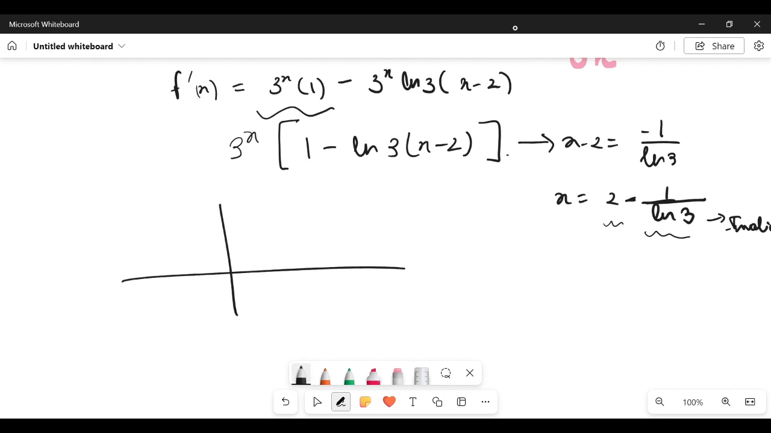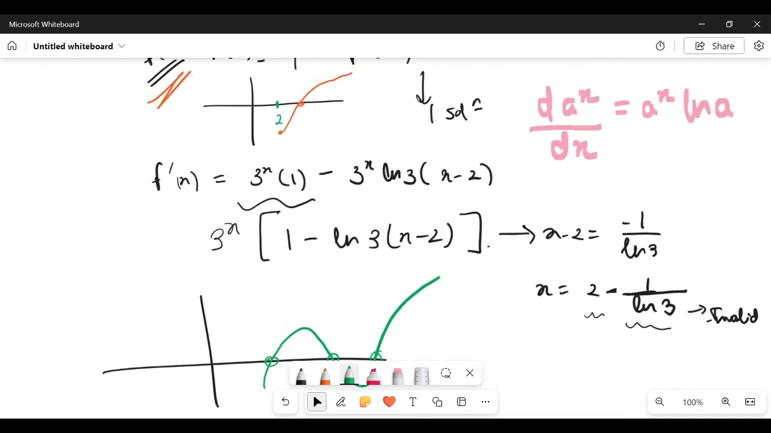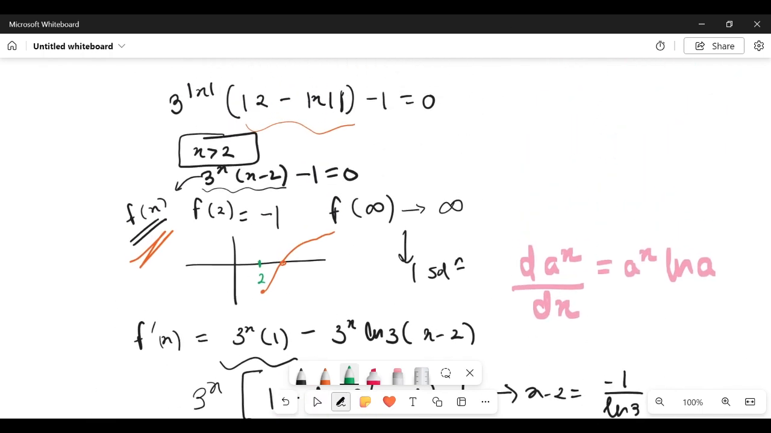So let me draw it for you. If it has some roots in between, then it may happen that it goes like this and may again come down and again go increases. So there would be multiple roots. But right now it's not happening, right? So there would be only one root for x greater than 2.